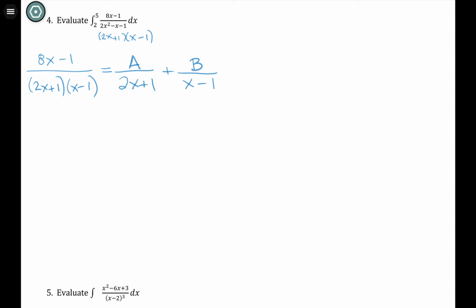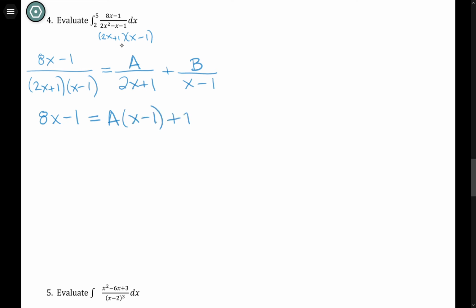So first step here is clear fractions. So we want to imagine that we're multiplying both sides by 2x plus 1, x minus 1. It's just going to leave us the 8x minus 1 on the left. On the right, we're going to have an a multiplied by the x minus 1. The 2x plus 1's canceled. And the b multiplied by the 2x plus 1 because the x minus 1's canceled.